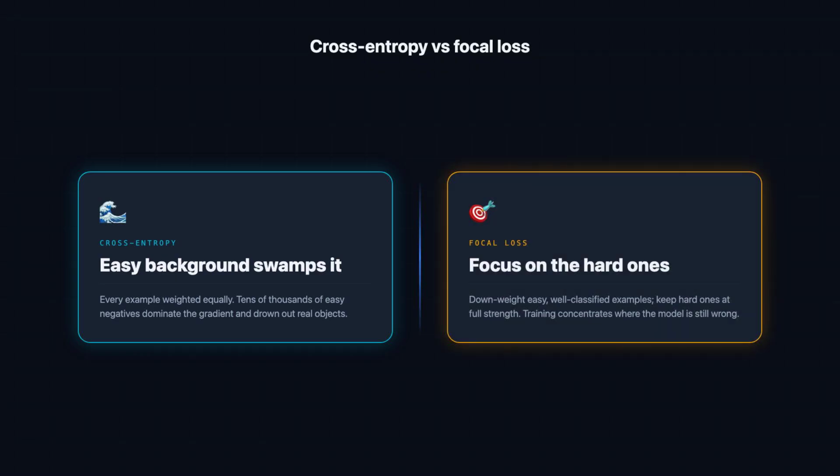Focal loss changes the emphasis entirely. It deliberately downweights the easy, well-classified examples and keeps the hard ones at full strength. Once the model is already confident and correct about a background patch, that patch essentially stops shouting for attention. Training then naturally concentrates on the difficult examples, the actual objects, and the confusing cases the model still gets wrong, which is exactly where the useful learning lies.